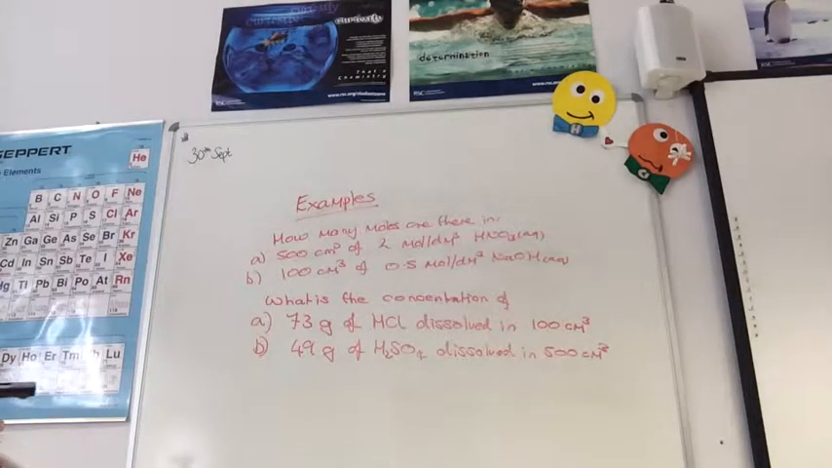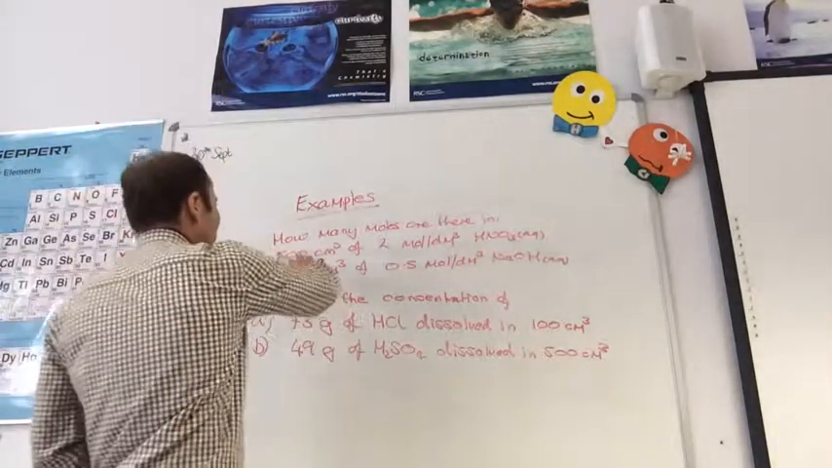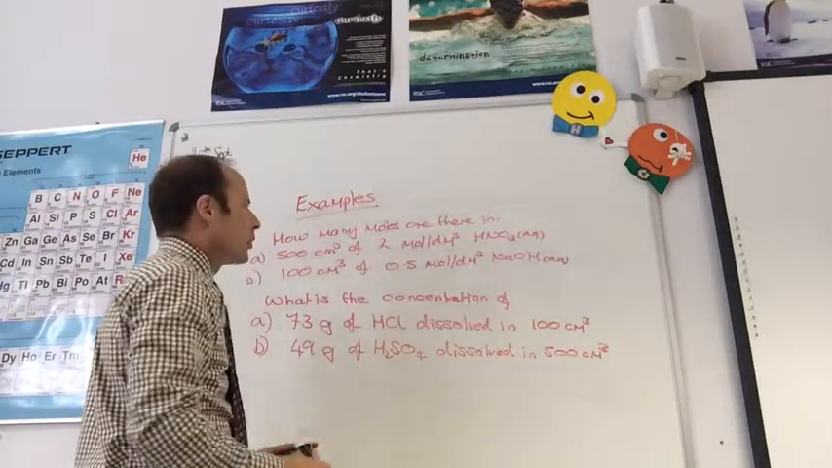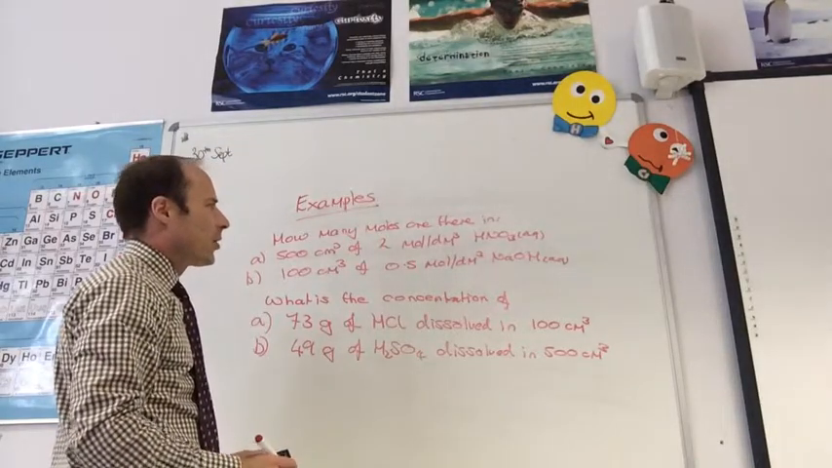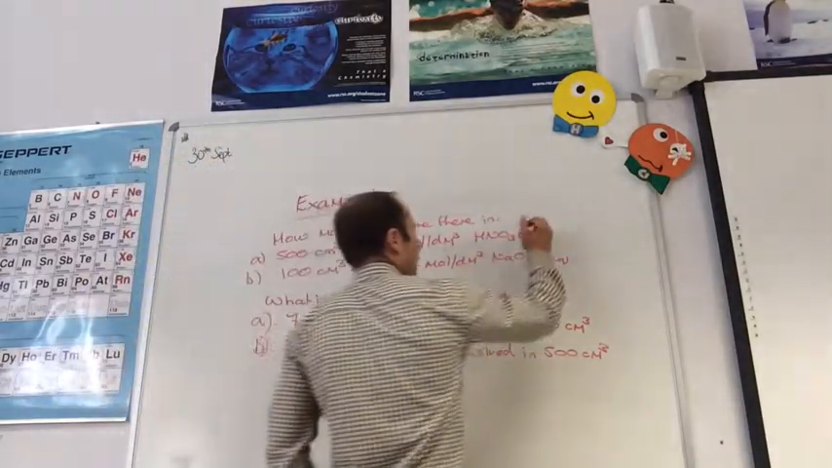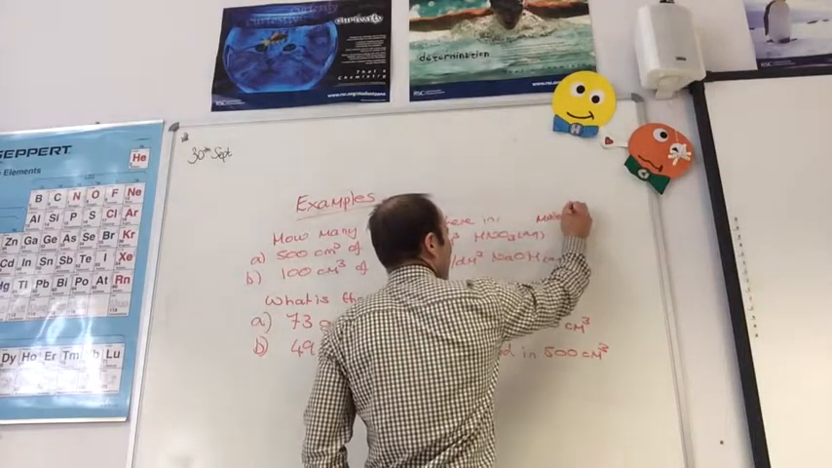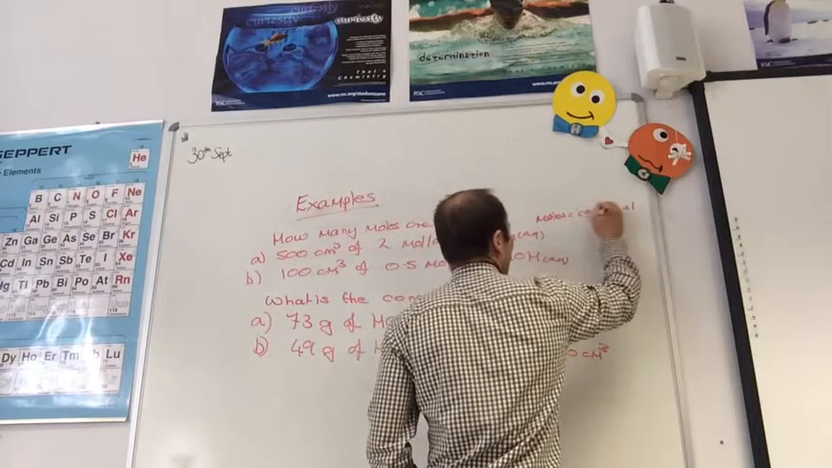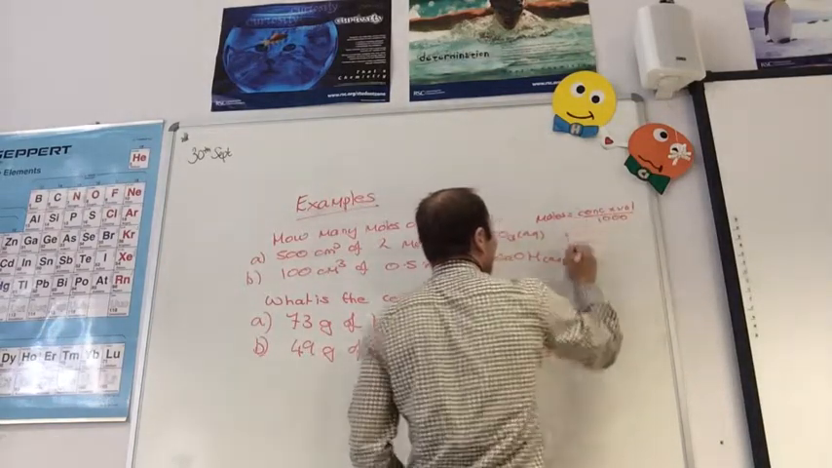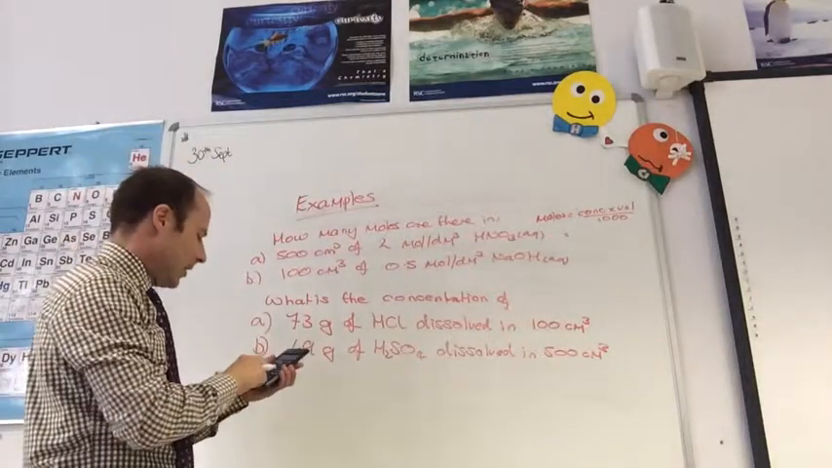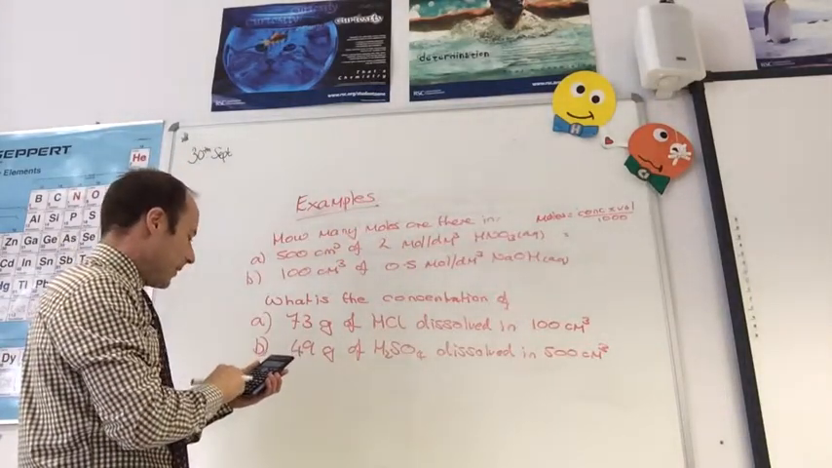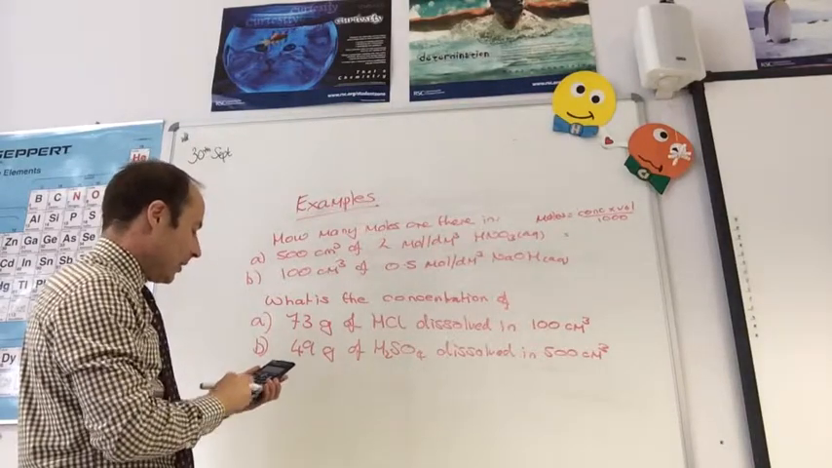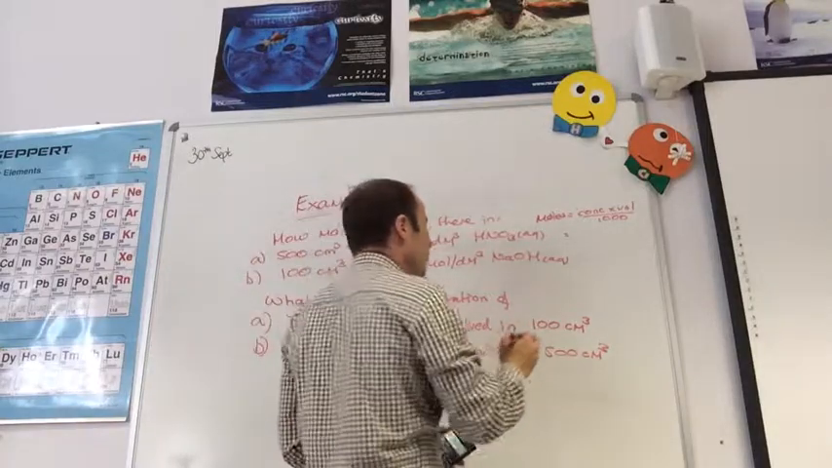So here are a few examples. We're going to try and find out how many moles are in 500 centimetre cubed of 2 mole per decimetre cubed. For this one, moles equals concentration times volume, and if I'm using centimetres cubed, it will be over 1,000. So it's going to be 2 times 500 divided by 1,000. That gives me 1 mole.